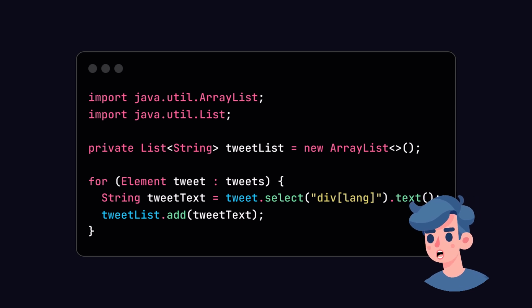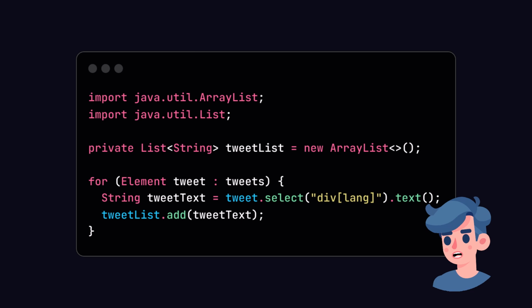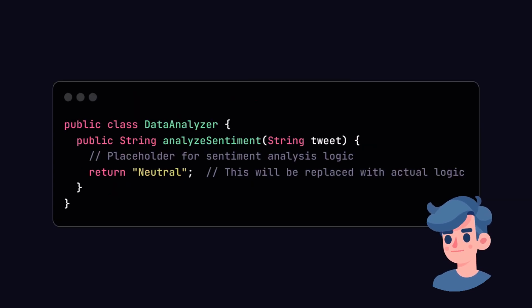Next, we'll store these tweets into a data structure for analysis. We will use a list to hold the tweets. Now that we have our tweets stored, let's move on to the data analysis part.